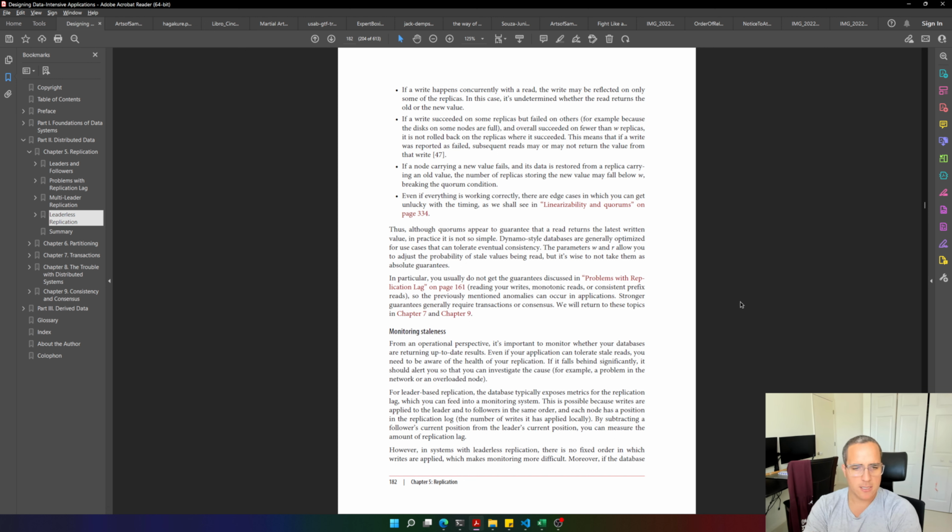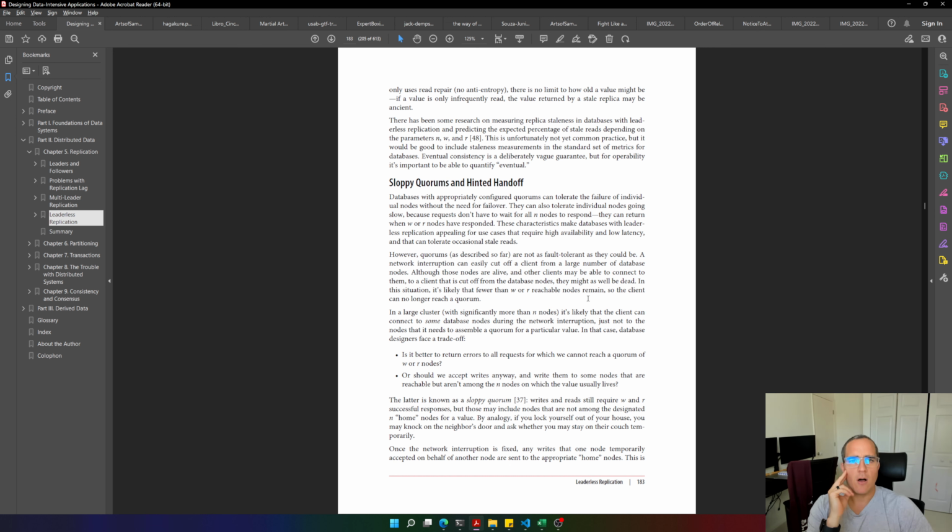However, in systems with leaderless replication, there is no fixed order in which writes are applied, which makes monitoring more difficult. Moreover, if the database only uses read repair, not anti-entropy, there is no limit to how old a value might be. If a value is only infrequently read, the value returned by a stale replica may be ancient.